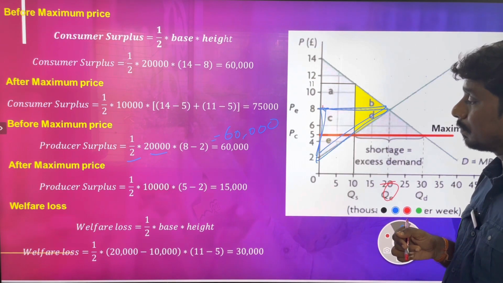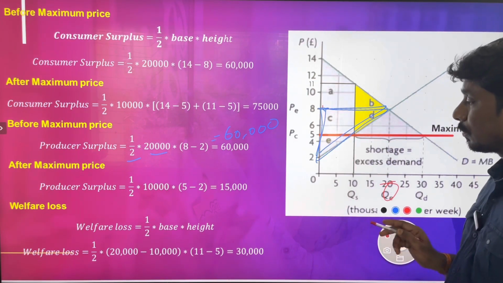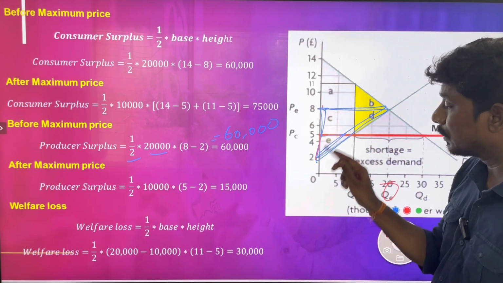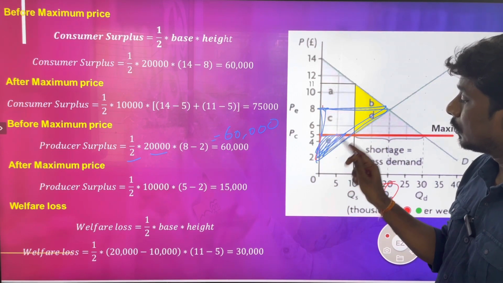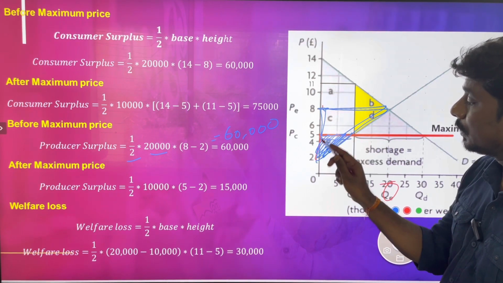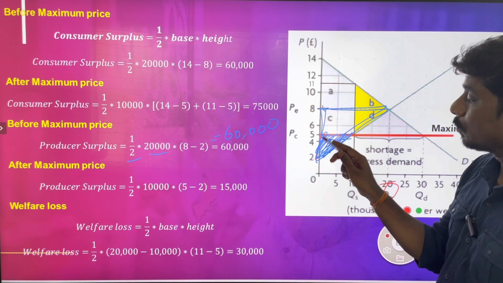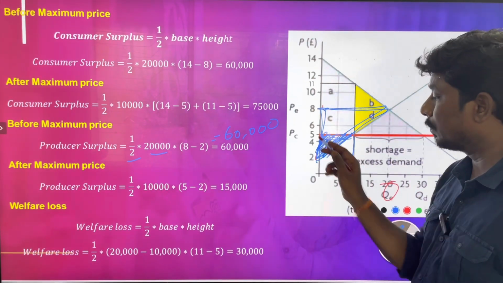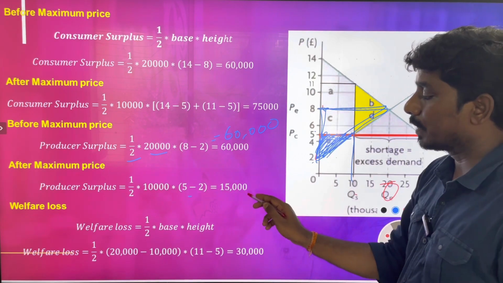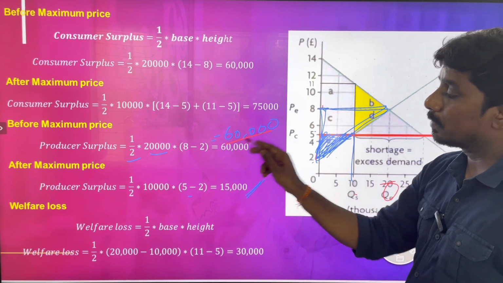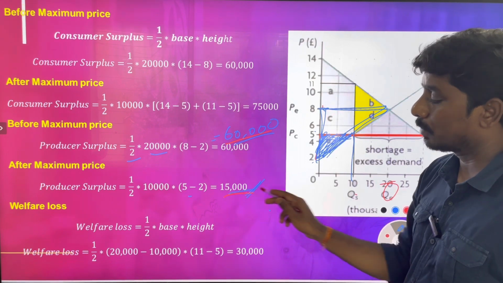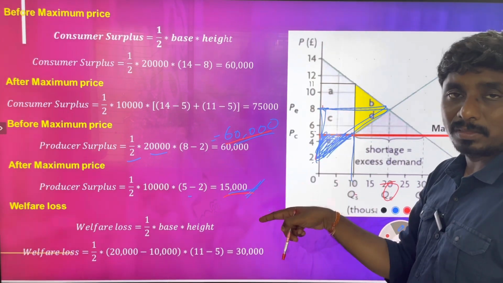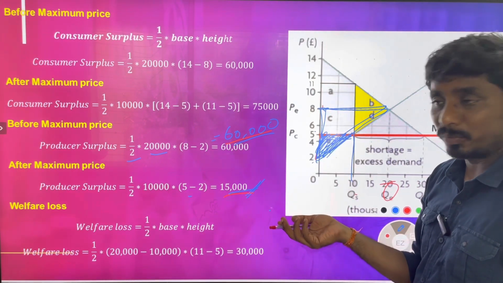But after the maximum price is set, the producer surplus decreases to this area only. So this one is half into this quantity, 10,000, into 5 minus 2, so 3. So we'll get 15,000. Earlier it was 60,000, now it is 15,000. So the producer surplus is decreasing, so the producers are worse off.